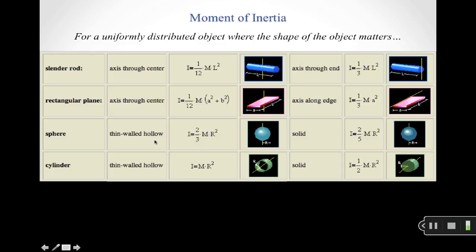So I'll need to pay attention to both: do I have the right shape and do I have the right axis of rotation? So you notice that for these spheres, here's a thin-walled hollow sphere, right? That's another way of saying a spherical shell. Here's its axis of rotation about its center. So the picture's showing me clearly that the axis of rotation runs through the center of the sphere. Here I have a solid sphere, its moment of inertia, again about an axis through the center of the solid sphere. Same thing for a cylindrical shell, a thin-walled hollow cylinder, or a solid cylinder. Again, axis through the center.